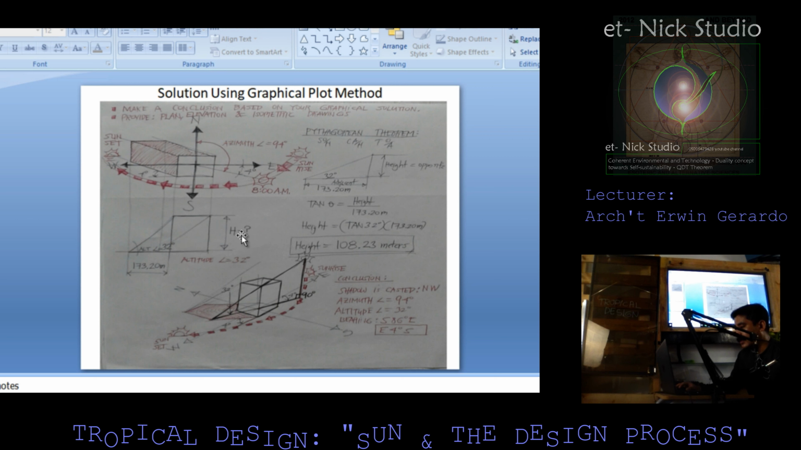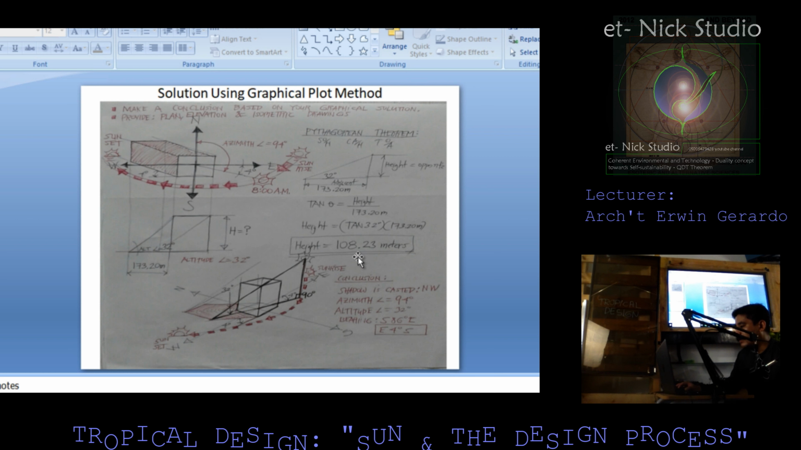So height is unknown. Using the tangent of theta equals height over, of course, take note, tangent of 32, height is the opposite side, while the adjacent side is 173.20. So therefore, height is equivalent to tangent 32 degrees multiplied by 173.20. Height therefore is 108.23 meters, meaning the building is actually a skyscraper.